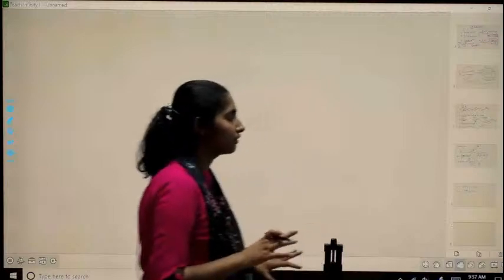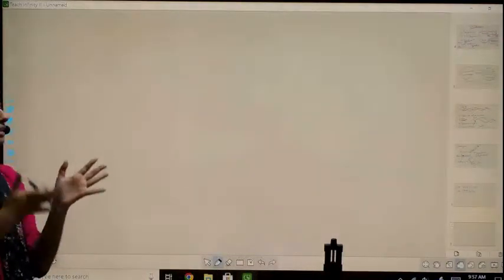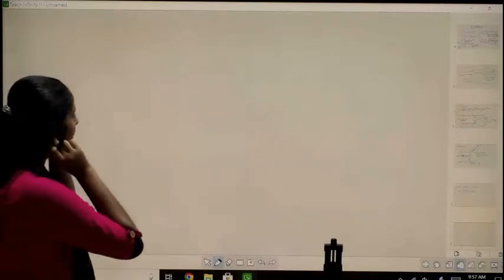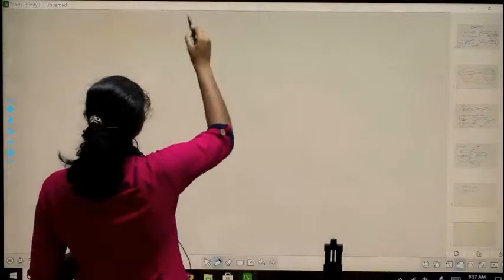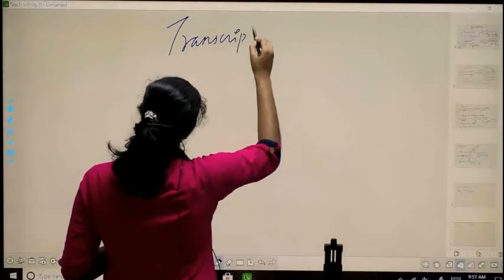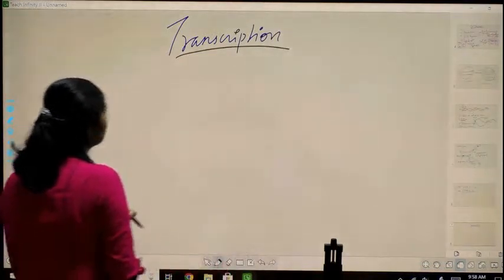So with this we have completed replication. We have understood how a DNA strand is going to synthesize another DNA strand. Okay. So the next thing that we need to learn is transcription.